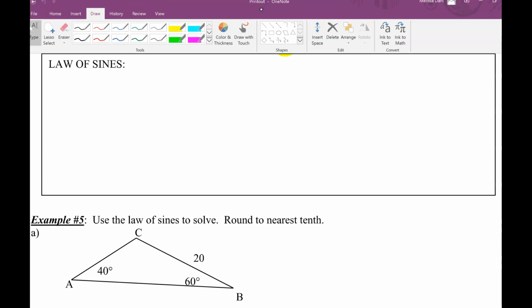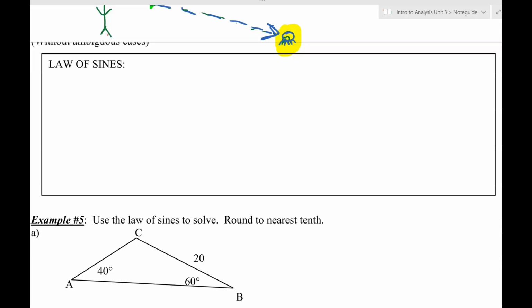Okay, so our goal over the next week or so is to add on to what you guys know about right triangles and expand this into any type of triangle.